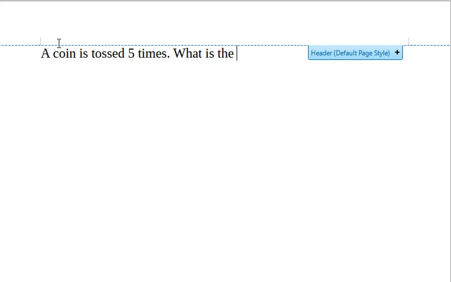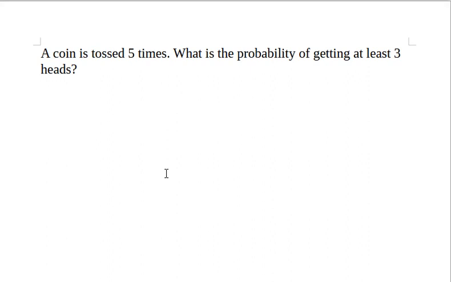What is the probability of getting at least 3 heads? Okay, this is the problem. A coin is tossed 5 times. What is the probability of getting at least 3 heads?